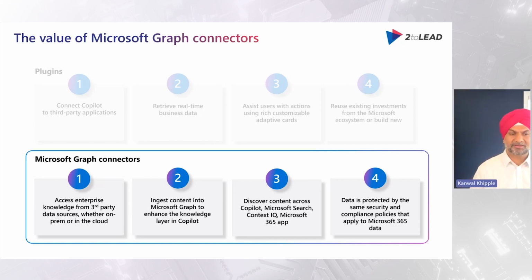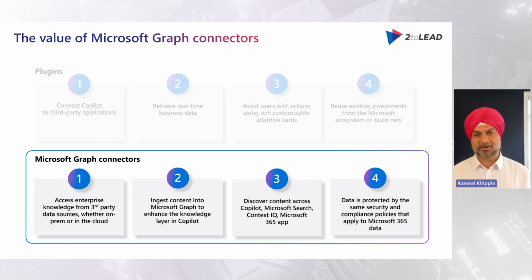You also have the ability to discover content across Microsoft Search, Context IQ, Microsoft 365 apps. So as people search for content, they're not just going to get data and results from Microsoft 365, but they're also going to get data and results from other applications that have been ingested through the graph. And of course, data is protected by the same security and compliance policies. Now that the data is in Microsoft 365, it's going to be secured based on your compliance policies and security posture.